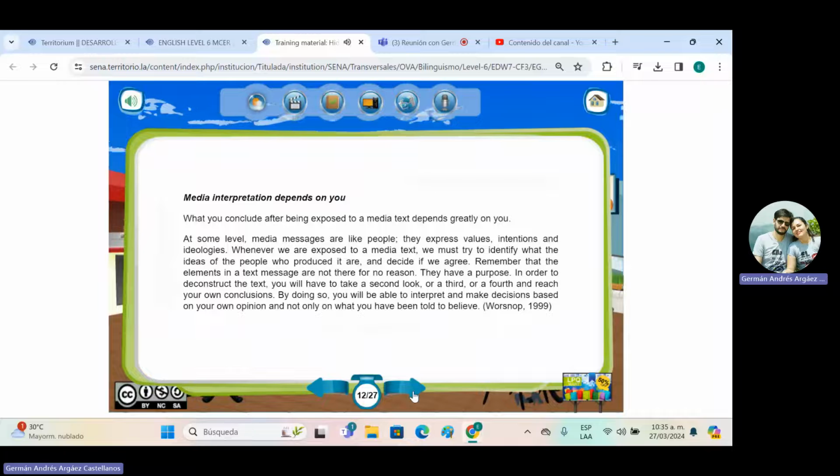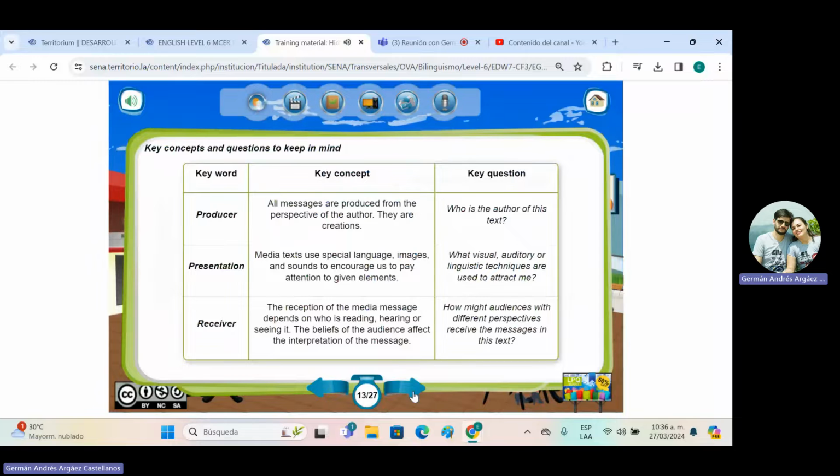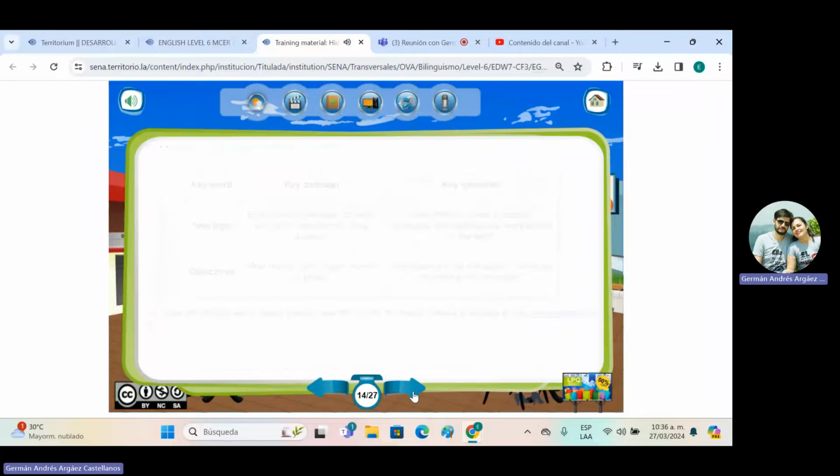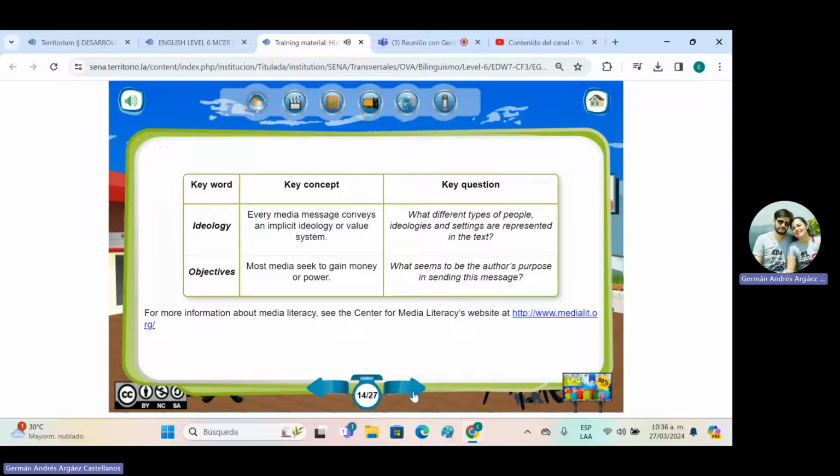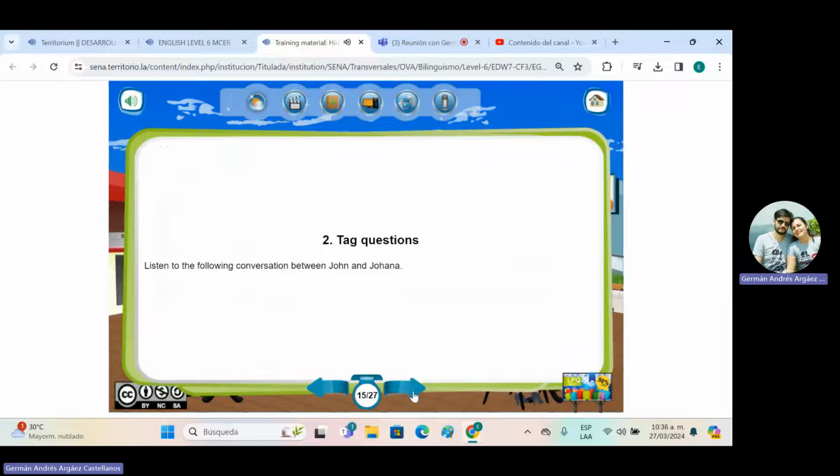Remember that the elements in a text message are not there for no reason. They have a purpose. In order to deconstruct the text, you will have to take a second look, or a third, or a fourth, and reach your own conclusions. By doing so, you will be able to interpret and make decisions based on your own opinion and not only on what you have been told to believe. Key concepts and questions to keep in mind. Keyword: ideology.